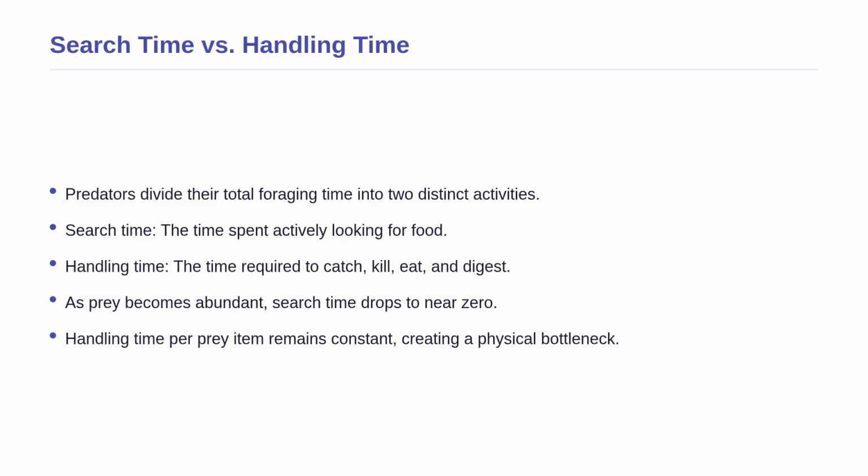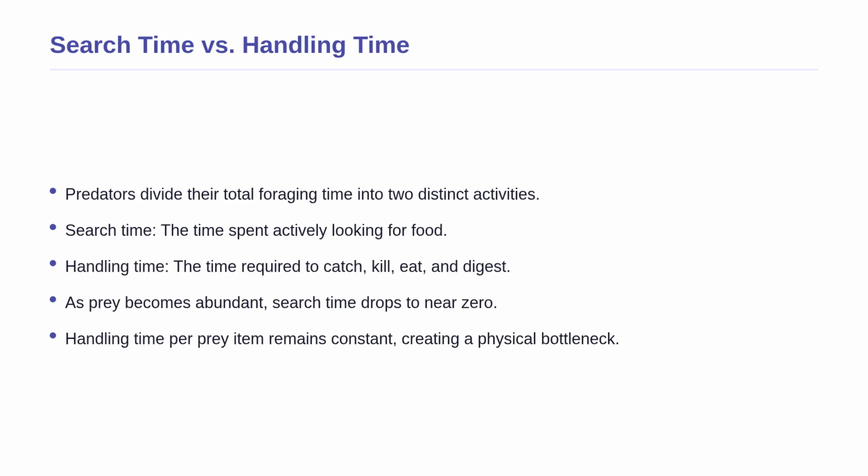Building on our buffet analogy, let us formally define how a predator spends its day. Predators divide their total foraging time into two distinct activities: search time and handling time. Search time is exactly what it sounds like, the time spent actively looking for food. Handling time is the physical time required to catch, kill, eat, and digest a single prey item.